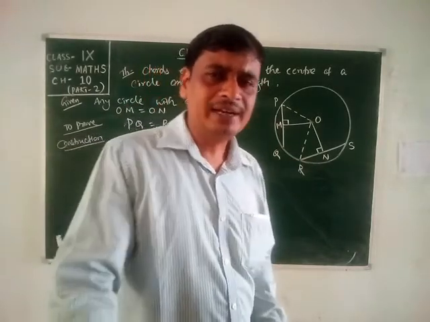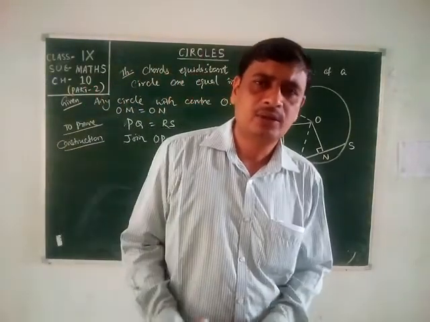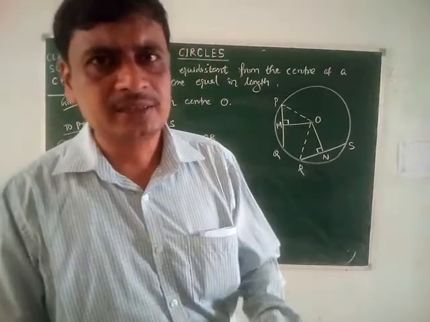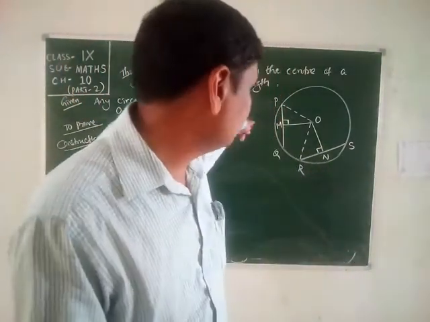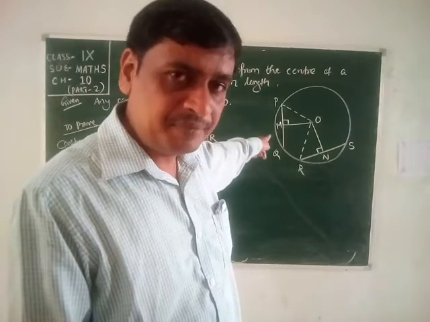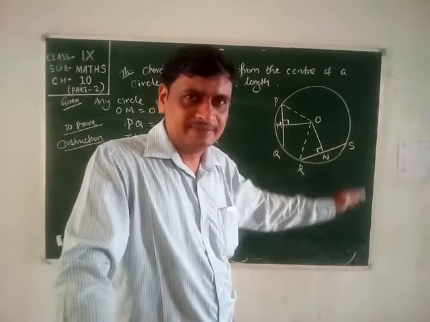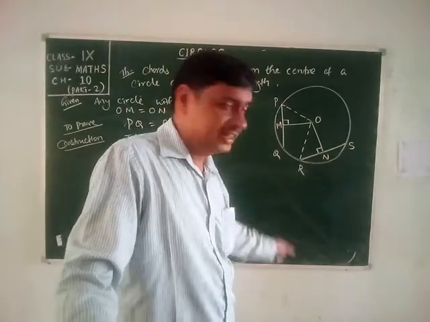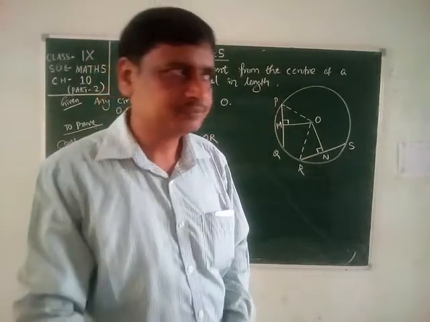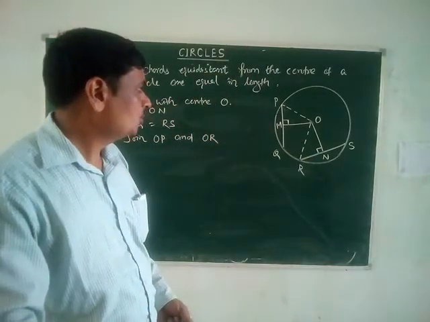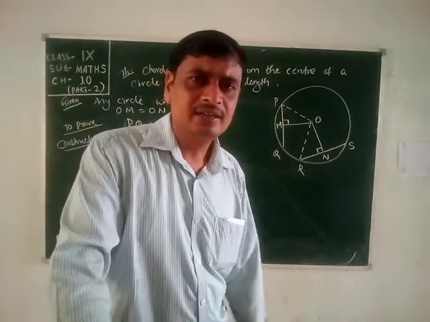In that way, we can show PQ and RS will be equal, because when a perpendicular is drawn from the center to any chord, then it bisects the chord. That means M is the midpoint of PQ. Similarly, N will be the midpoint of RS. If PM and RN are equal, then PQ and RS will also be equal. So first we have to make triangle OPM and triangle ORN congruent.